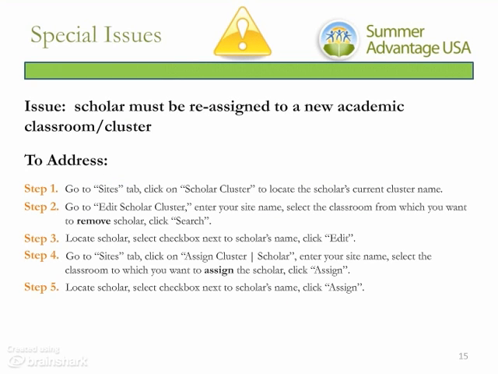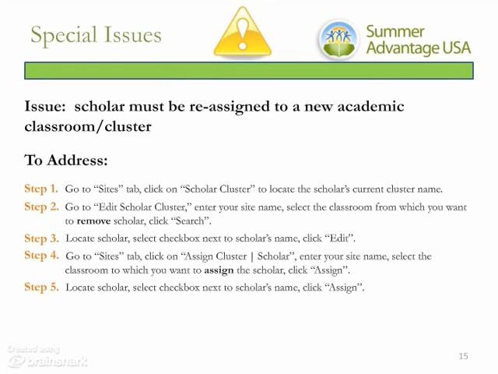If you find that a scholar must be reassigned to a new academic cluster, please reassign her or him before taking attendance. To do this, do the following. 1. Go to Sites tab, click on Scholar Cluster to locate the scholar's current cluster name. 2. Go to Edit Scholar Cluster, enter your site name, select the classroom from which you want to remove the scholar and click Search.